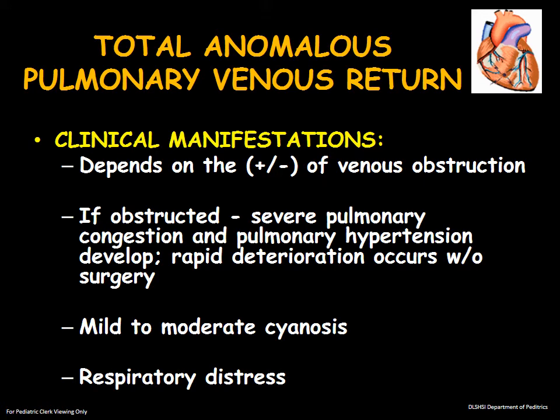So what are the clinical manifestations? First, it depends on the presence or absence of venous obstruction. If the patient is obstructed, there is severe pulmonary congestion and pulmonary hypertension with rapid deterioration, which occurs if no surgery is done. Your patient is only mild to moderately cyanotic and there is usually respiratory distress.